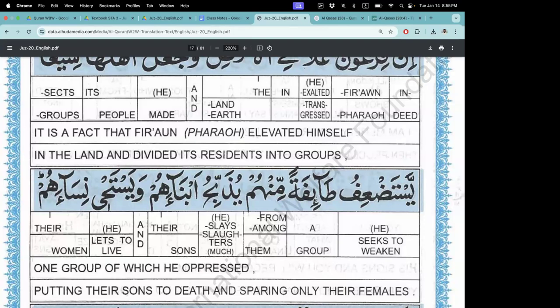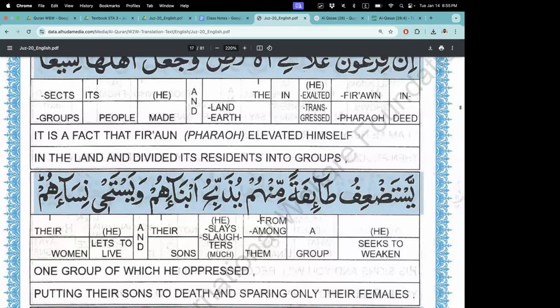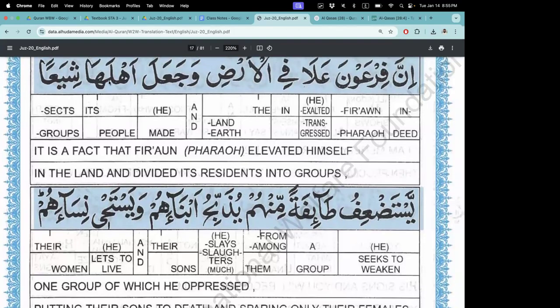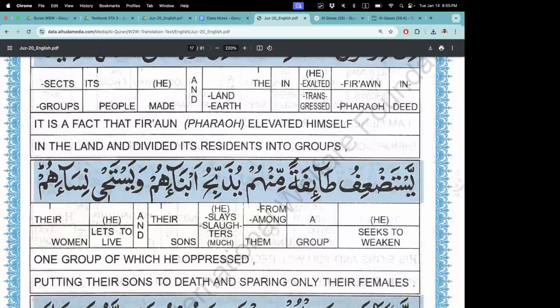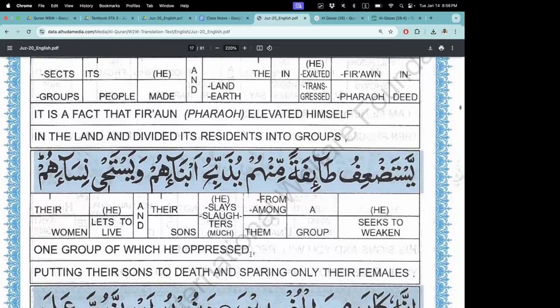Ta'ifatan, a group, and a group here is an ism. As you notice, there's two fathas, it's a tanween. Minhum, how many words? Two words. Do you notice a pattern here? Ahlaha, its people. From them. Generally, when you have two words written like this, the second word is the pronoun. It's a pronoun, right? Them, it, he, she, etc. Notice it, inshallah. It will come through. From them. He is seeking to weaken a group from them.